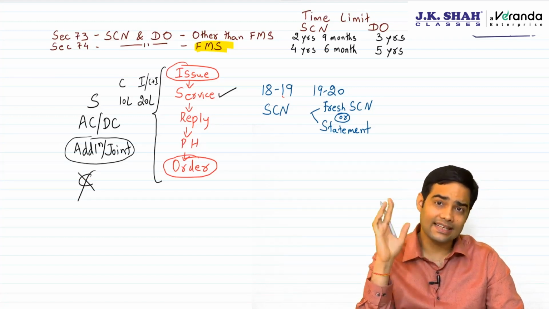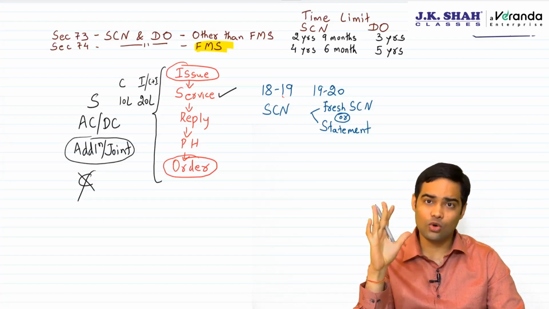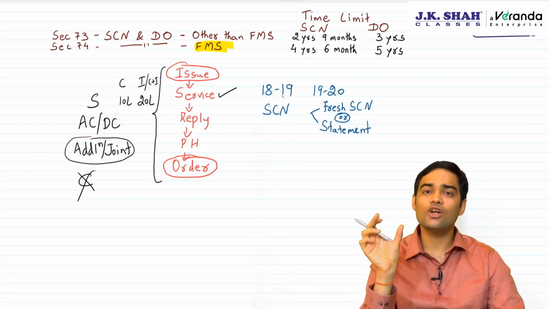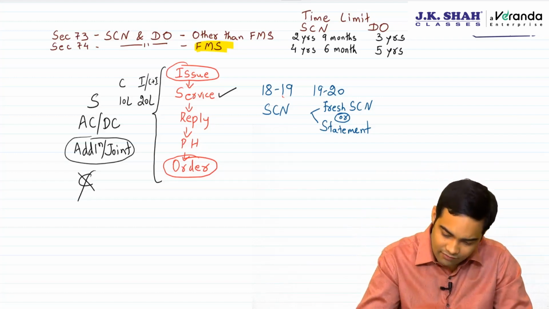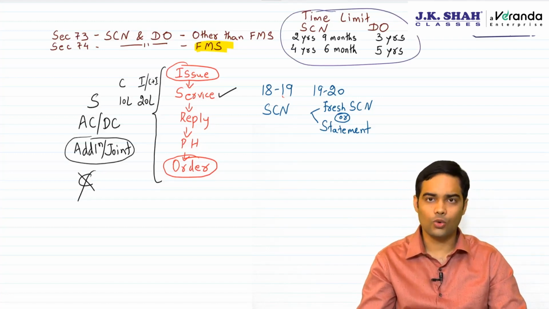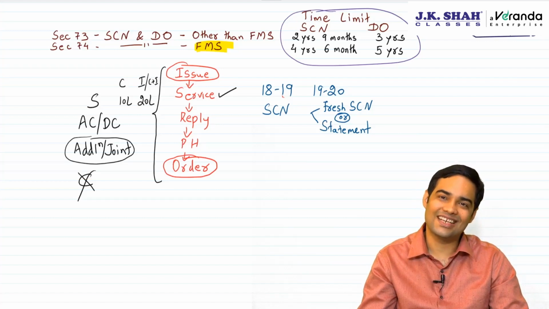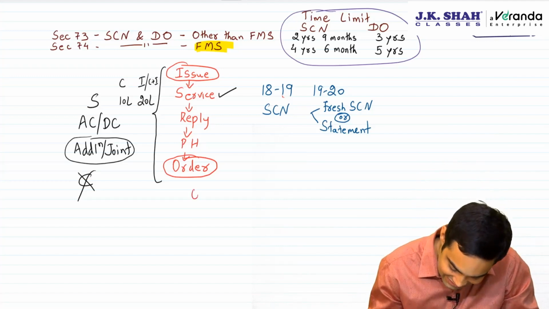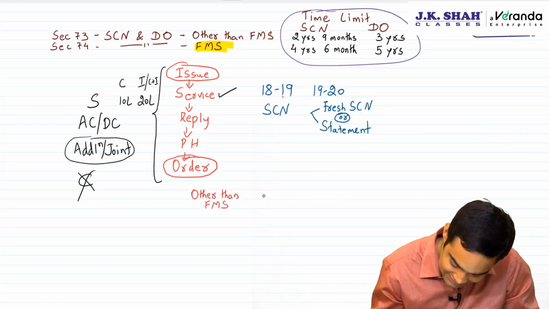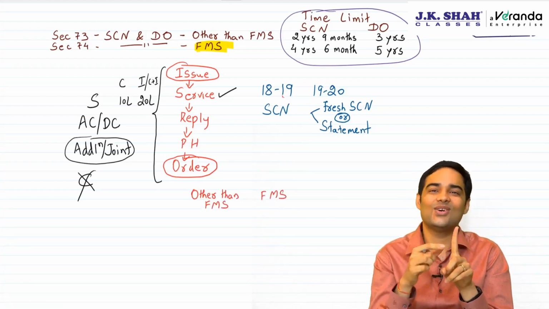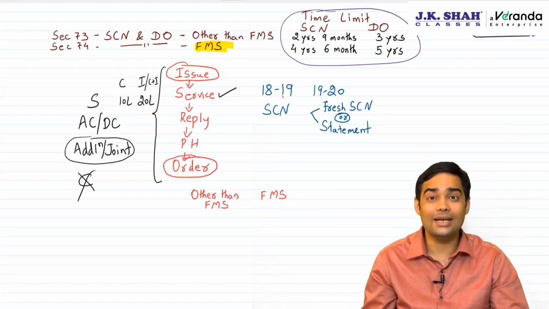Okay. Then, say suppose notice is stayed by a court. If notice is stayed by a court, then in that case, the period of stay would be excluded for computing all these limits. Done? Okay. Government also gives some discount schemes. Yes, there are some discount schemes available depending on whether it's a case of other than fraud or it's a case of FMS. But discount is not in tax. Discount is not in interest. Discount is only in penalty.